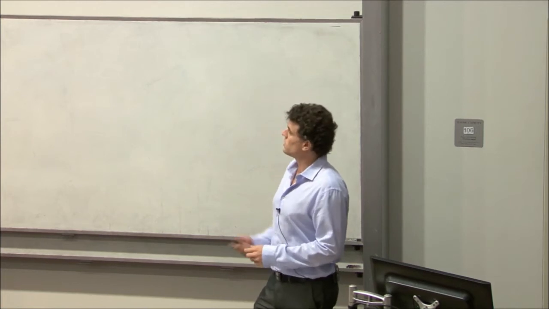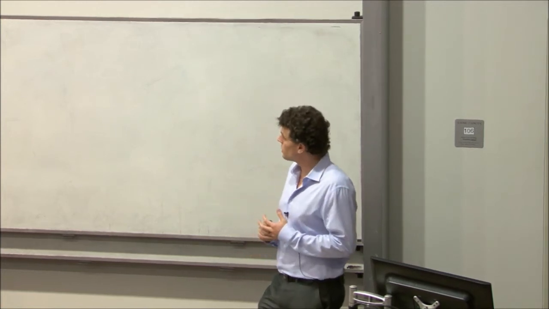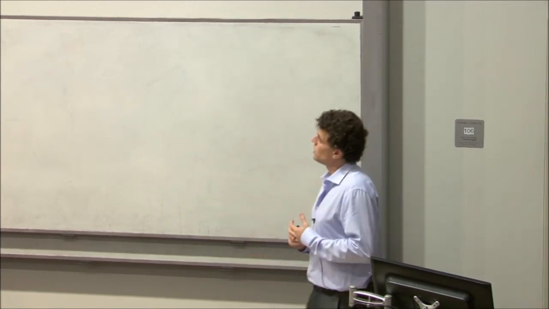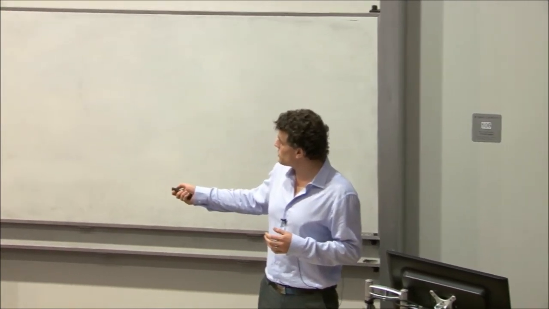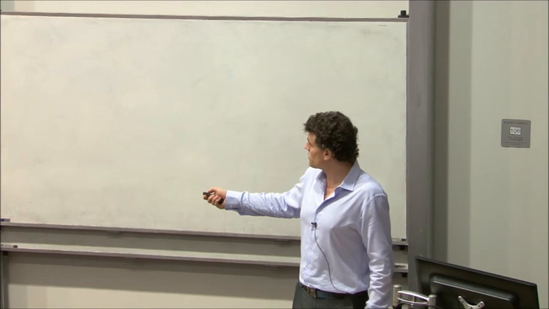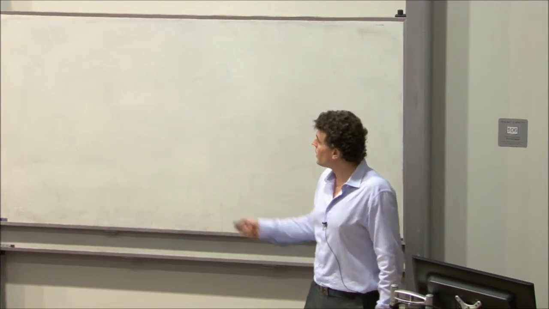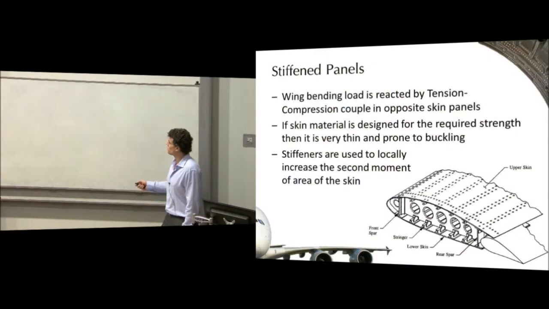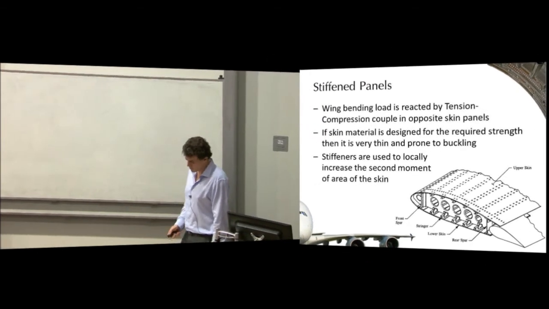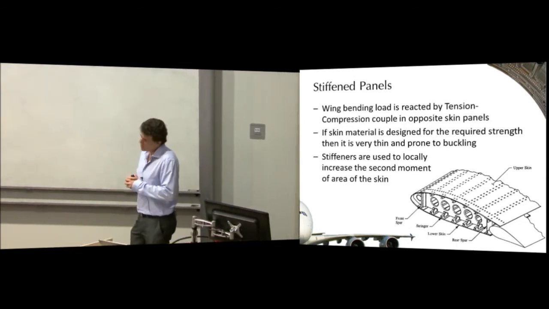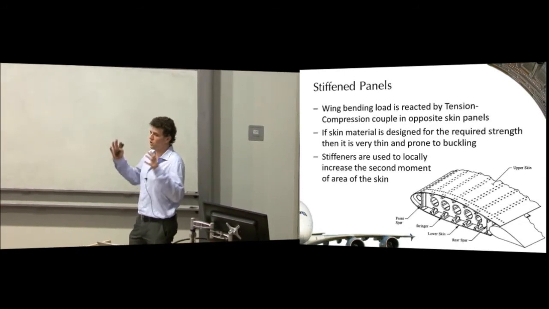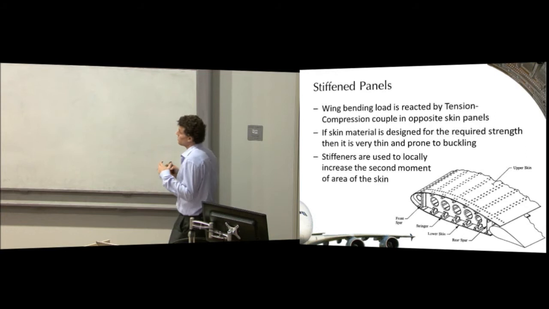So this is a typical wing cross-section, and I think I've stolen this picture from Flabel. We've got some stiffeners, also known as stringers, and skins on both sides, front spar, rear spar, control surface. Now, any bending load in that wing is reacted as a tension-compression couple.